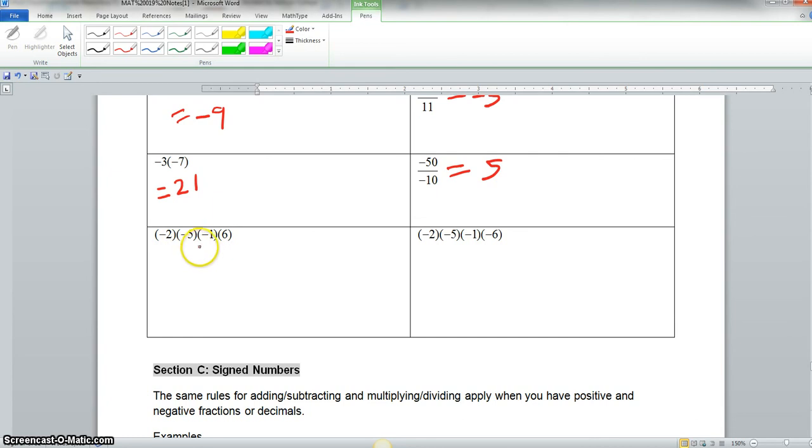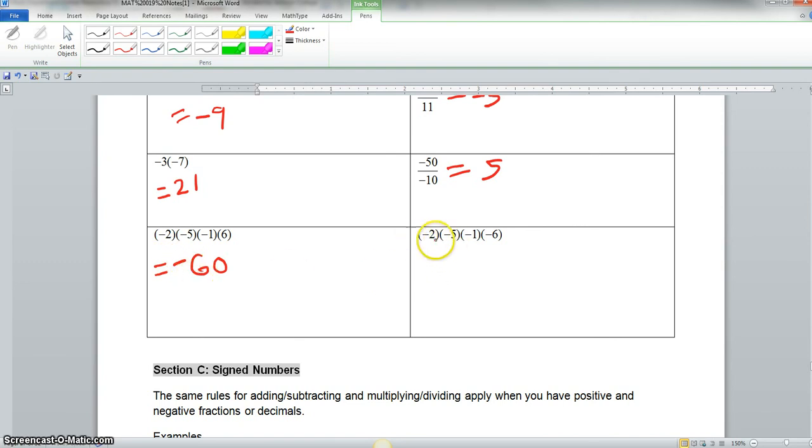Now, listen. Before we said if one of the numbers are negative, what it really is, is if we have an odd amount of numbers that are negative and it's all multiplication or division, then that answer would be negative. So you would count up your negatives, and if it's an odd amount of negatives and it's all multiplication or division, your answer will be negative. So we have 1, 2, 3 negative signs, so our answer would be negative. So we would think 2 times 5 is 10, times 1 is 10, times 6 is 60. And since we have an odd amount of negative signs, it'll be negative 60.